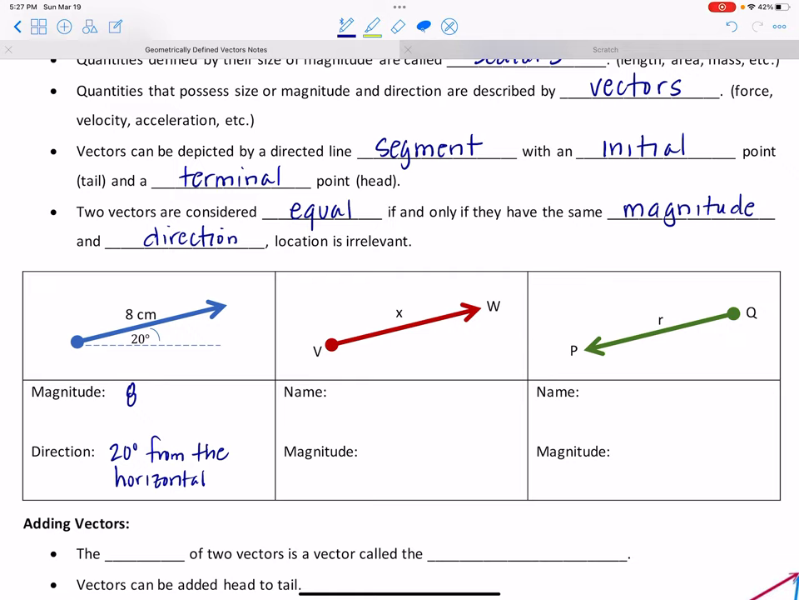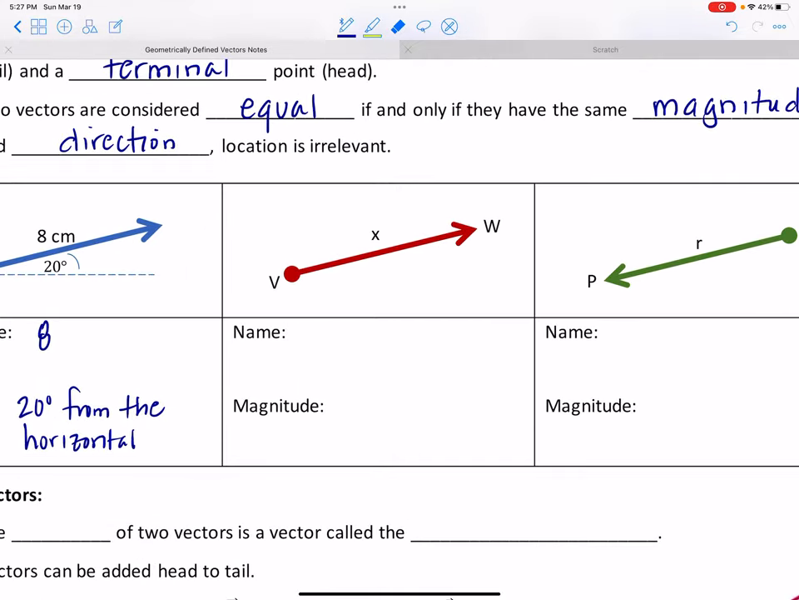Okay, so the magnitude, again, that's just the size or like the length, the measure associated with the vector, and the direction is going to be depicted by some angle, okay? Or even if that angle wasn't there, we could say that this direction that it's pointing is the direction the vector is heading, okay? And we also have multiple ways to name a vector.